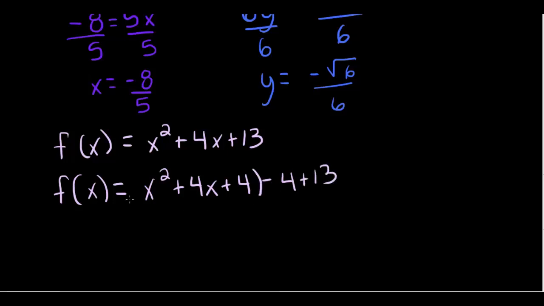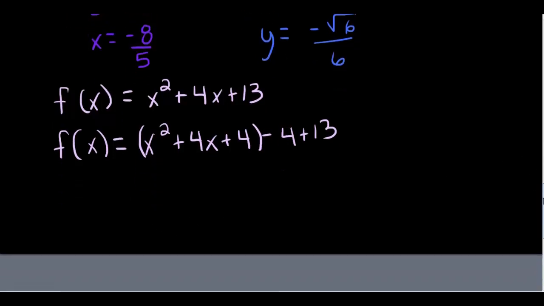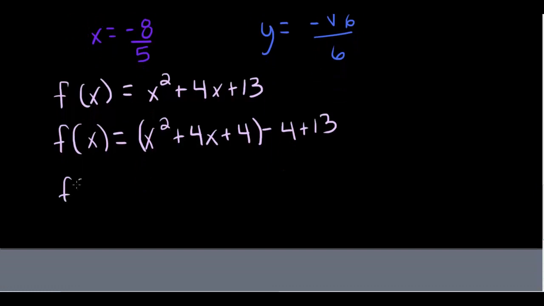If you're struggling with this, remember to watch the videos for completing the square. You should know how to do this. Okay, so f of x equals (x plus 2) squared, negative 4 plus 13, that is positive 9. So we have to solve this.